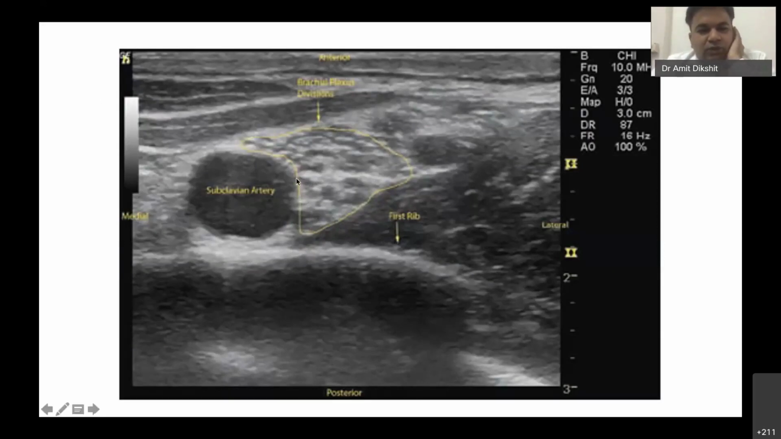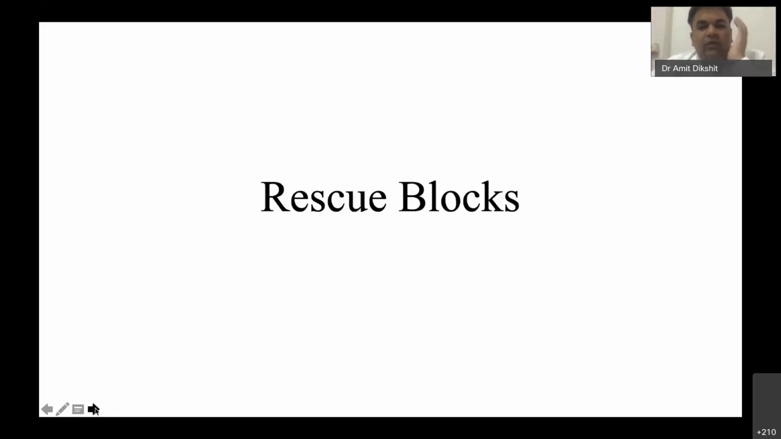I'll be showing and sharing how the nerve looks. Some of you might not have seen forearm nerve blocks that well, so you have to bear with me. I'll be showing you all my videos. So I have been given this topic, rescue block.